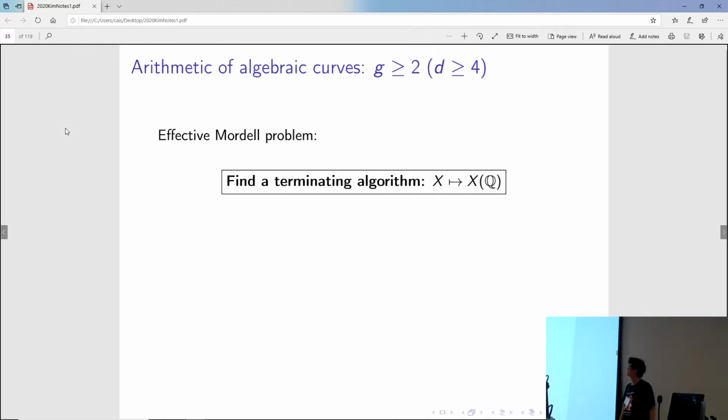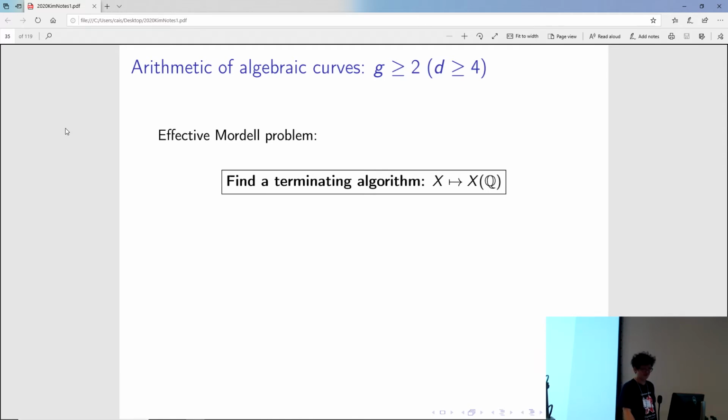So this leads to the formulation of the main problem that I, anyways, have been working on or thinking about in some form or another for decades. We'll call this the effective model problem. Namely, give a terminating algorithm, which, when presented with a curve of higher genus as an input, will list for you the set of rational solutions. So that's a problem that's still wide open.